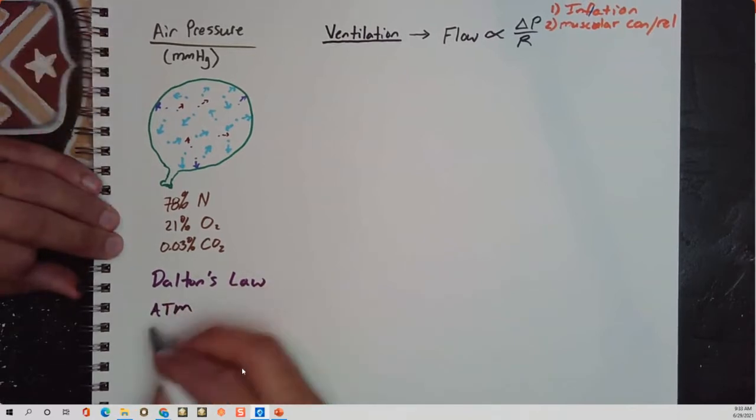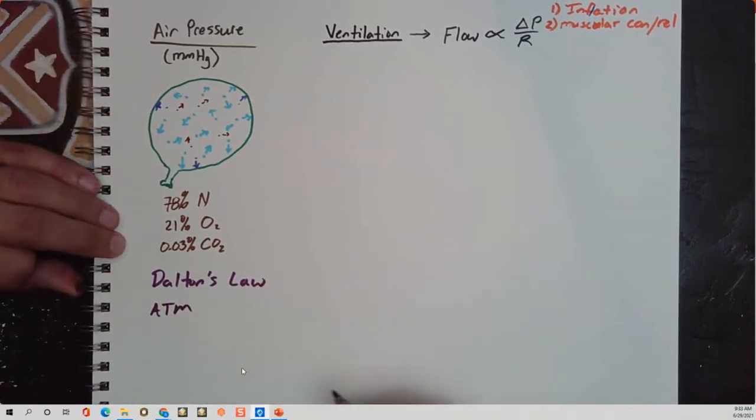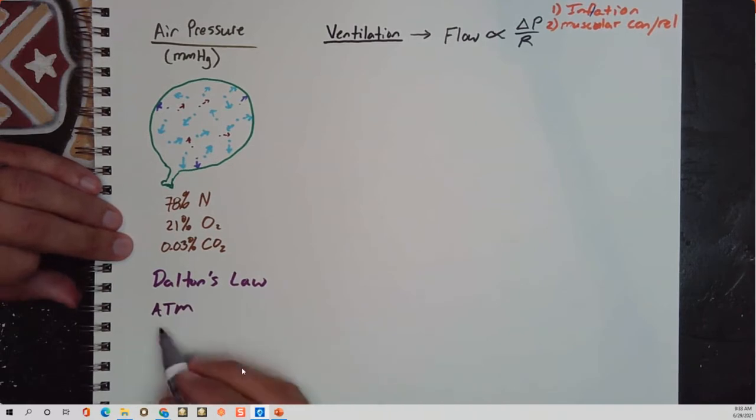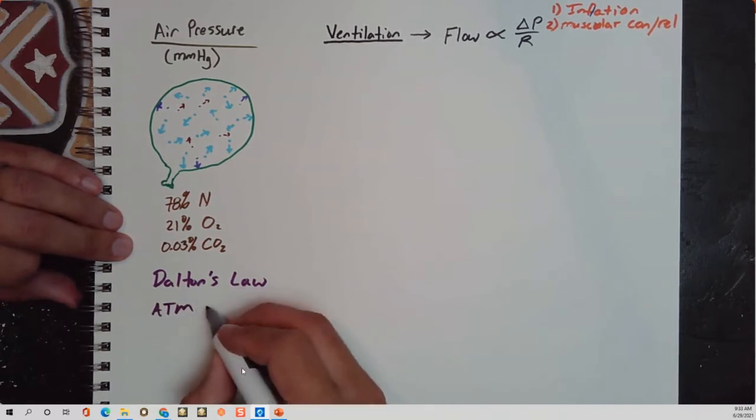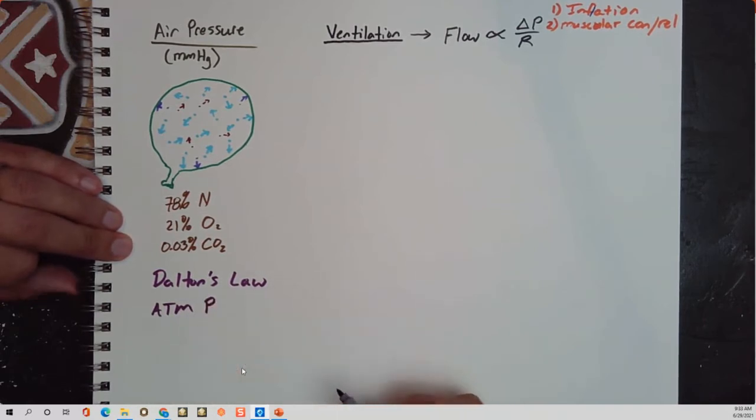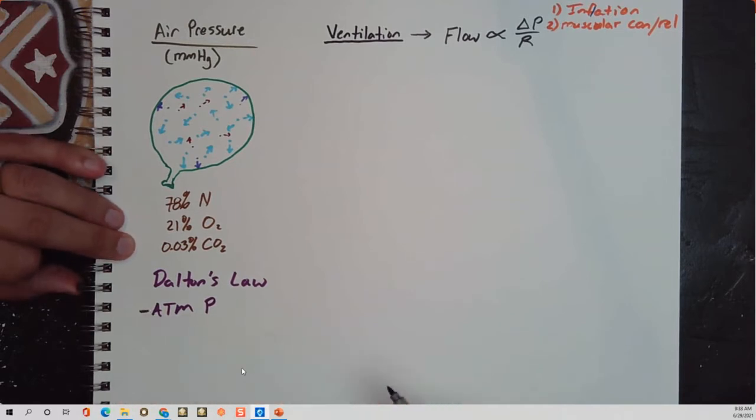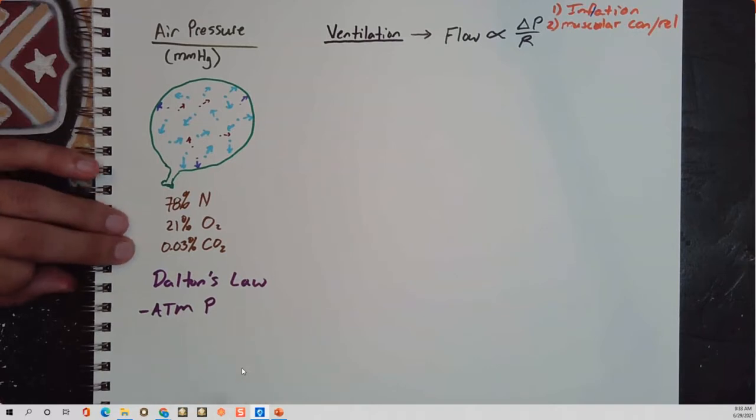Atmospheric pressure. ATM, not what you're throwing your money into. ATM is just atmospheric. And we're just going to use a capital P for pressure. This ain't dollar bill because most people's ATMs are pretty empty. So ATM, P, atmospheric pressure. Is that clear what this stands for, ATMP?